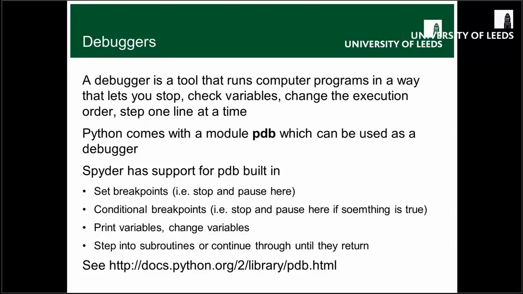So what you can do is you can set breakpoints. So you can say stop and pause here. You can set conditional breakpoints, which basically says stop and pause here if something is true. You can look at variables, not in Spyder, but if you're using PDB kind of in raw, then you can also in fact change variables on the fly. And in particular, you can step into subroutines or continue through them until they're returned. You can sort of dig in and work out exactly what's going on in your code.